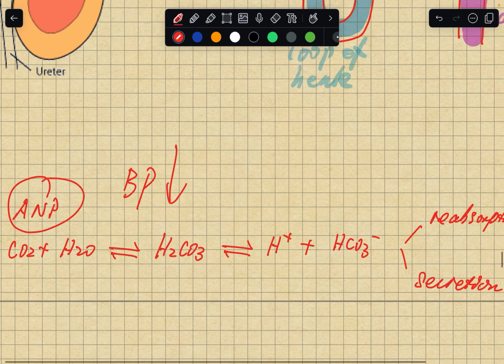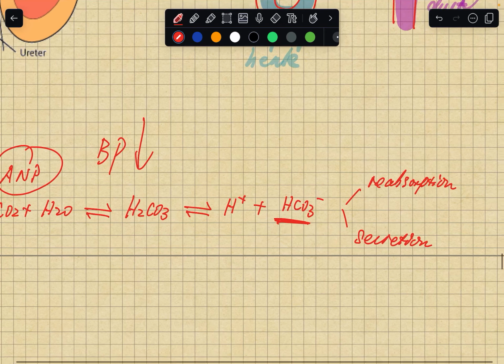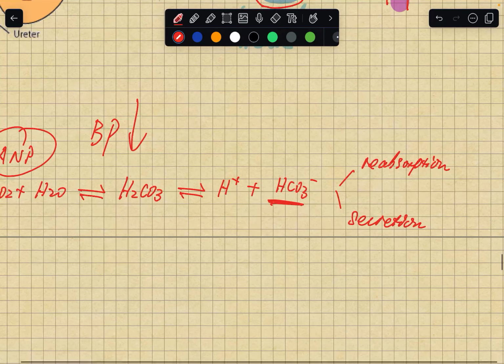All right, lastly, I want to talk about this biological buffer, this CO2 plus water that produces carbonic acid, and then eventually the bicarbonate, right? So what if I have tons of reabsorption of bicarbonate? What does that do to my blood pH? Also, when I have a ton of bicarbonate secretion, what does that do to my blood pH?